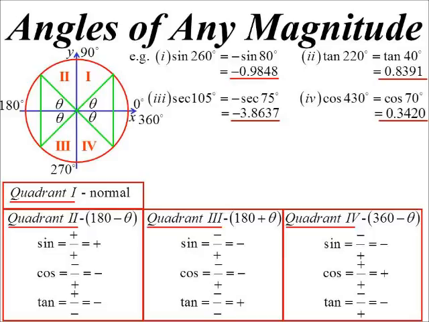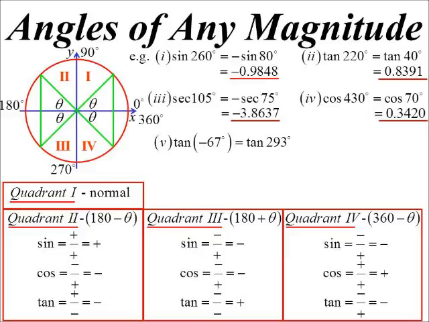Of course, we don't have to stop at 360 degrees because you keep going round and round and round. So if it's more than 360, you just keep subtracting 360 until we've got an angle we can handle. And in this case, I get an acute one straight away. So 70 degrees, first quadrant, everything's normal. So cos 70 is 0.3420.